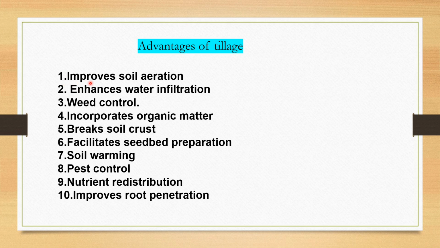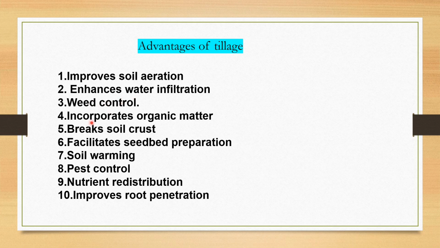The first advantage of tillage is improved soil aeration. Tillage loosens the soil, allowing air to circulate better, which promotes root growth and microbial activity. Second is enhanced water infiltration. By doing tillage practices, the soil particles are loosened up, and it increases the infiltration rate of water. And third is weed control. By doing the tillage operations with the tractor, we can control the weeds on the top of the soil. There will be different weeds, and through tillage operations we can control the weeds.